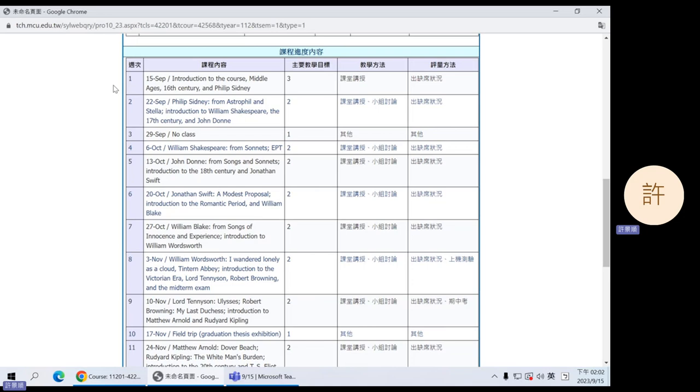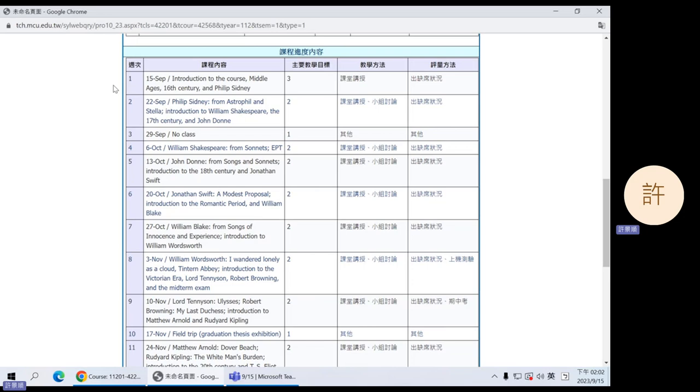Each period is around 100 years, more or less. And usually British literature is divided into, let's see, the Middle Ages, 16th century, 17th century, 18th, Romanticism, Victorianism, 20th, seven periods.